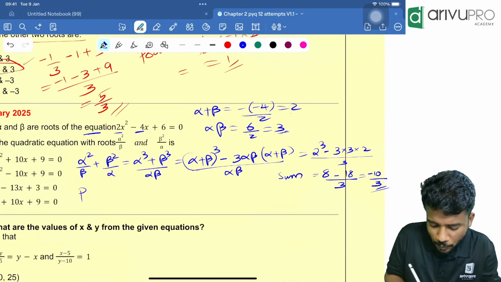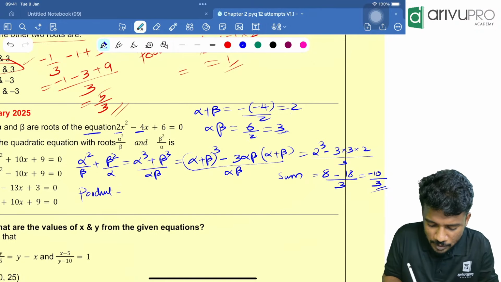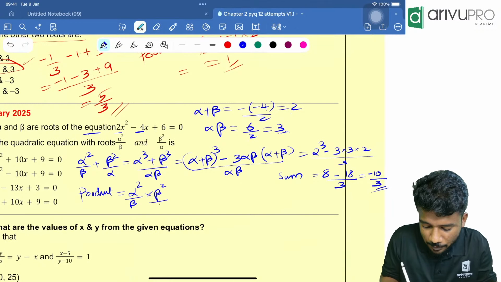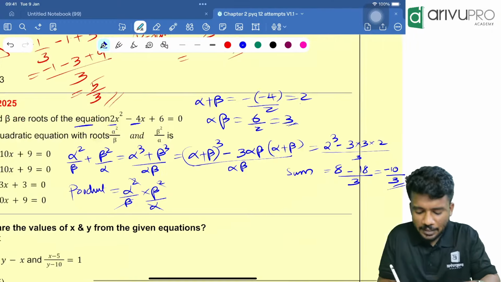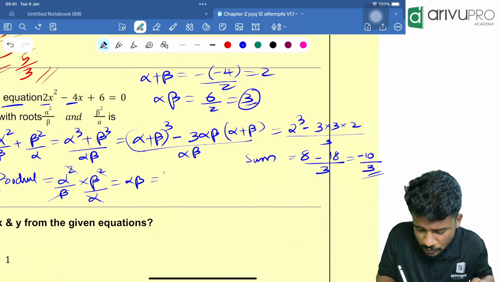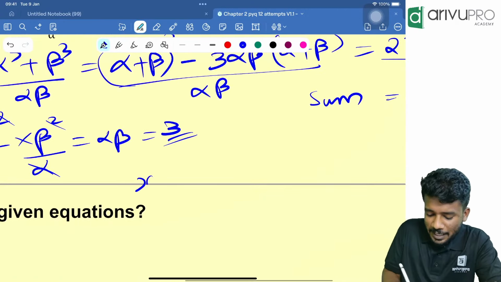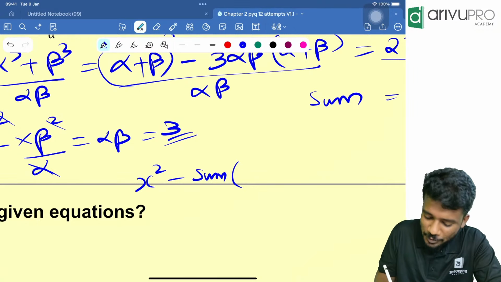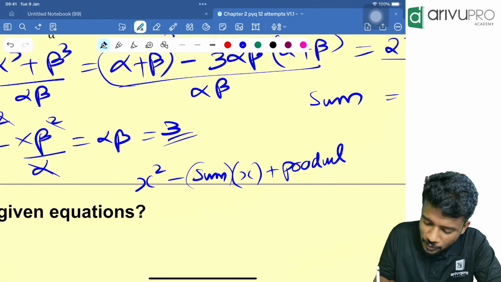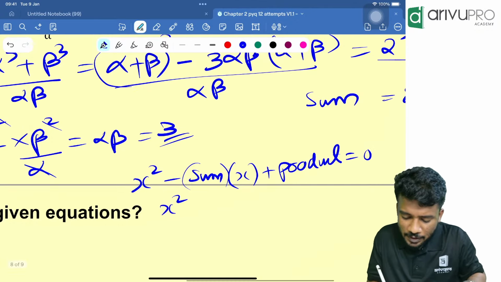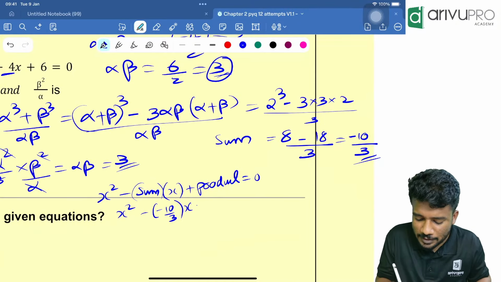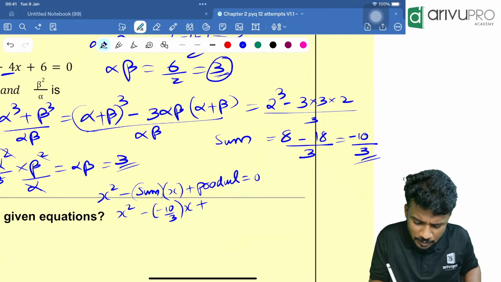Okay. Now we need to find the product. Product is nothing but alpha square by beta into beta square by alpha. Beta and one of the beta cancel. Alpha and one of the alpha cancel. That is alpha beta, which we already have. Which is equal to 3. Now people, how to write the equation: x square minus sum into x plus product, correct? Which is equal to 0. X square minus of sum, sum is minus 10 by 3, so minus of minus 10 by 3 into x plus product. Product is nothing but 3, which is equal to 0.